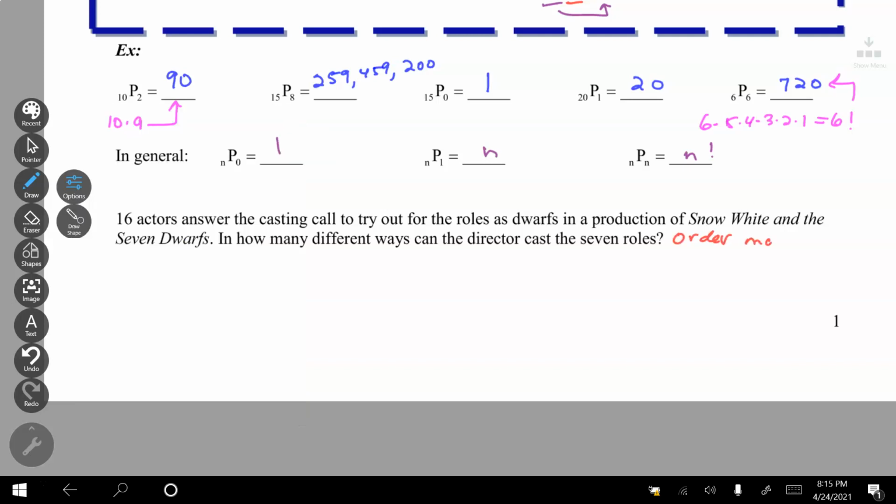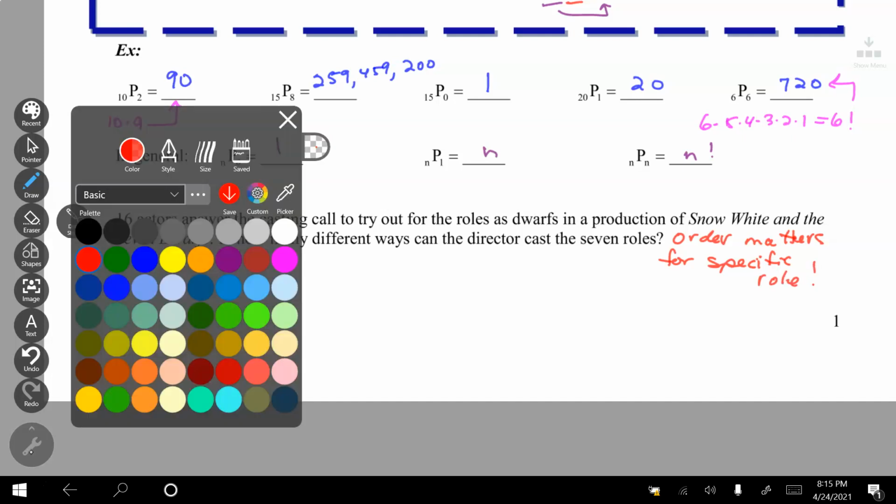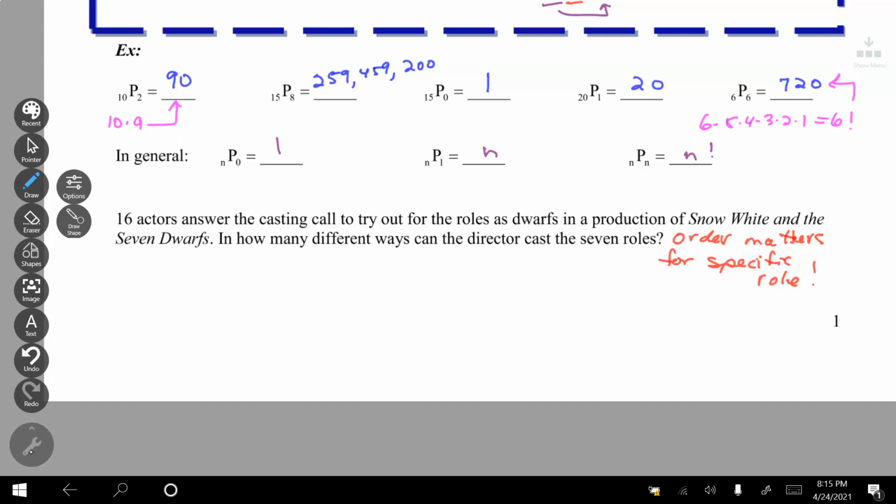order matters for specific roles. Everyone has a specific role to play. So that would be 16P7 depending on who's where, and if this was Mrs. Janice, she would have a hard time because she would have over 57 million ways that she could cast these 16 players as the 7 dwarfs.